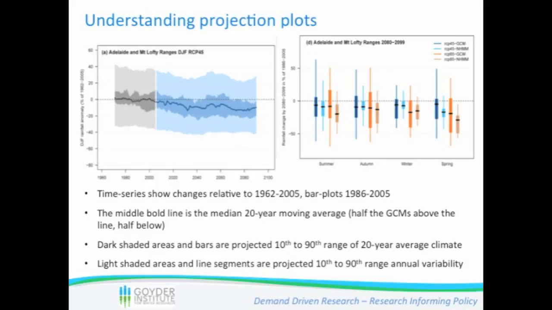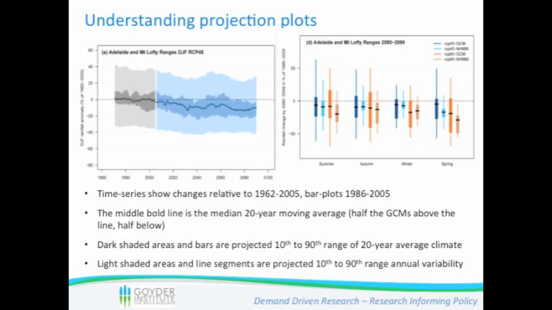The time series plots in the report are showing the change relative to the full historical record period of the simulations, which is 1962 to 2005, whereas the bar plots are relative to a 20-year period, 1986 to 2005. The reason for that is because we're showing results in 20-year blocks moving through the century. So we wanted to have the projections of those 20-year blocks relative to the same length period in present-day conditions. The middle line is a 20-year moving average of the median. So half the downscaled results, half the GCMs downscaled, give results above that and half below that. Similarly, in the bar plots, half above and half below.